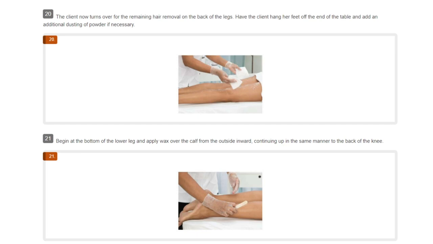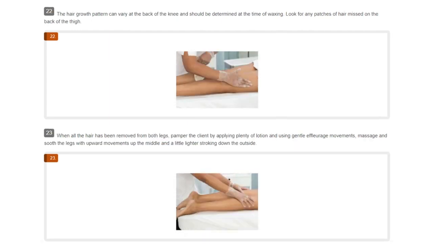necessary. 21. Begin at the bottom of the lower leg and apply wax over the calf from the outside inward, continuing up in the same manner to the back of the knee. 22. The hair growth pattern can vary at the back of the knee and should be determined at the time of waxing. Look for any patches of hair missed on the back of the thigh.